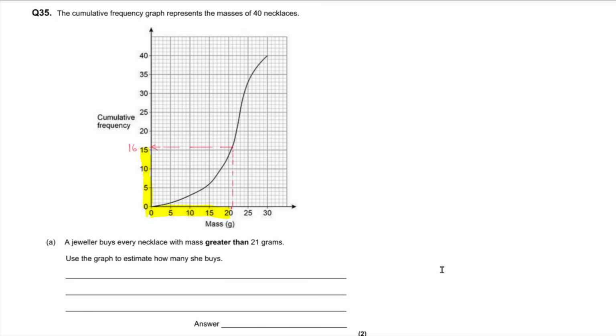We want the number of necklaces that are greater than 21. So we want these ones up here. Okay, now my graph goes up to 40. So what's the difference between 40 and 16? 40 minus 16, that's 24. So there are going to be 24 necklaces that have a weight greater than 21 grams.